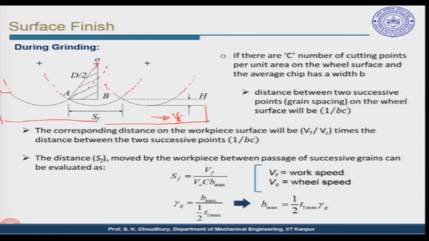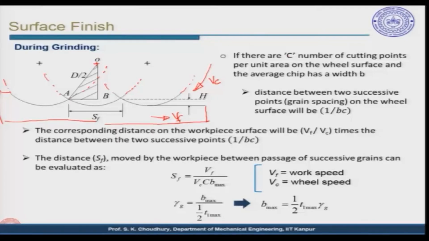So, because of the feed velocity and the cutting velocity which is imparted on the grinding wheel, there will be a movement from this point to this point, from this point to this point, which we earlier said is equivalent to, in case of milling for example, the feed per tooth, or in case of turning, the feed. So, here let us see what happens.